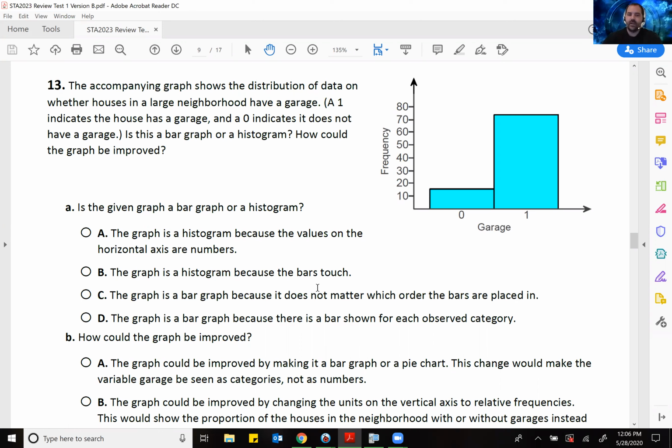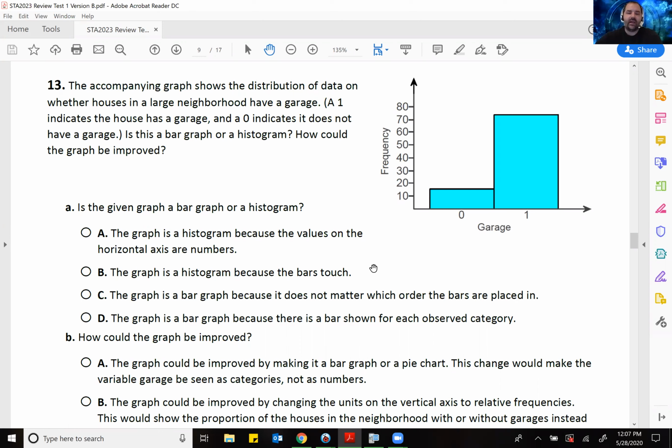This is actually a bar graph. Really? This is a bar graph, because it's categorical. I know that the bars are touching, but these are from observed categories. Does that make sense? So the answer to this one is A, B, C, or D. D. It is D.